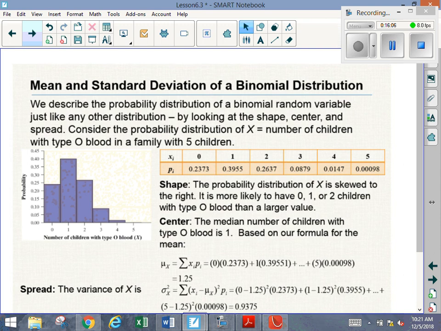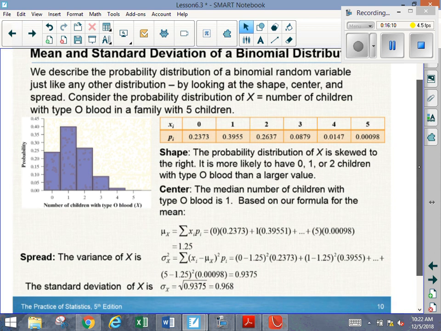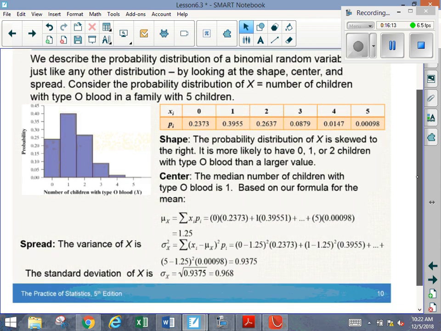This is what a distribution looks like. This is for type O blood. So this distribution looks like this. It's always interesting that when you look at a binomial distribution, the probability of 1 is normally greater than the probability of 0 of the events occurring. Kind of interesting.